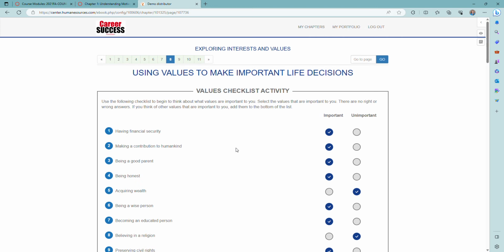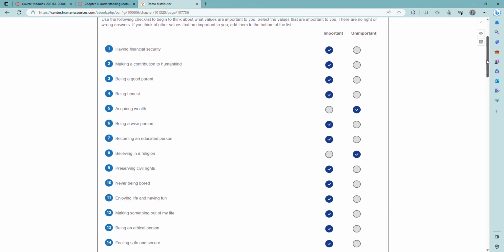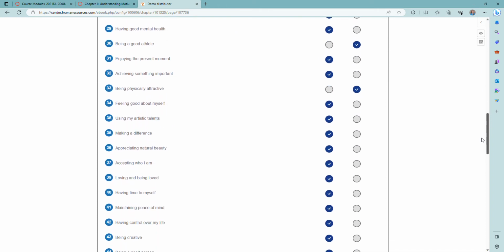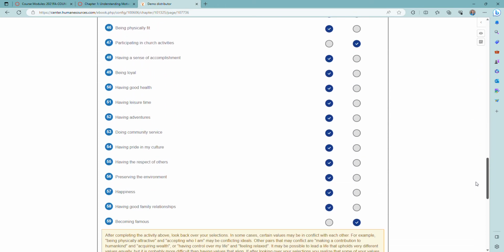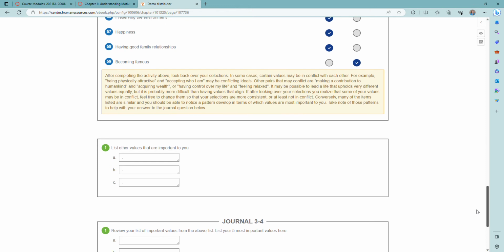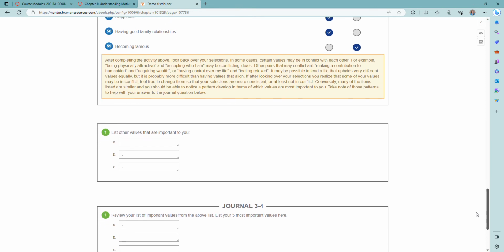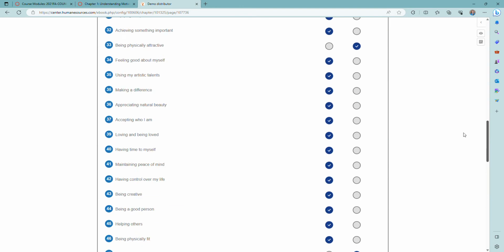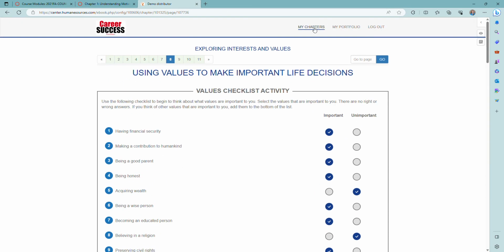Here's a values checklist. We help students to understand what is most important in their life, and that helps them in making career decisions. So here's a simple checklist of different types of values that students can select. And then they can write down other values that may not be on the list. And then review your list of important values from the above list. List your 5 most important values here.